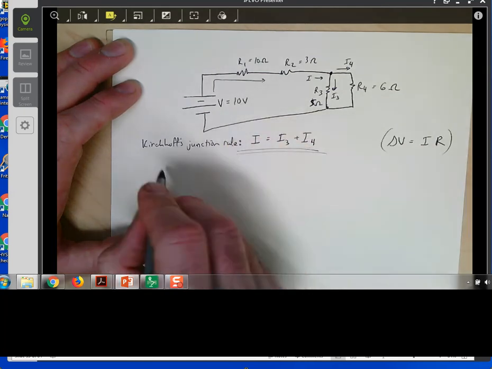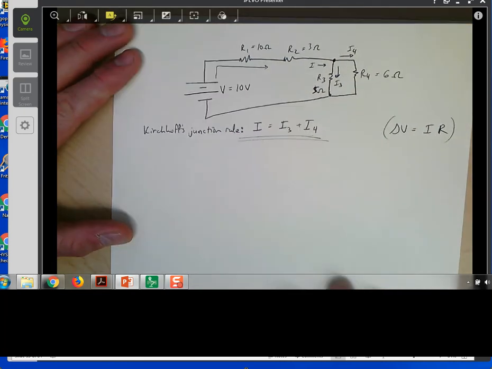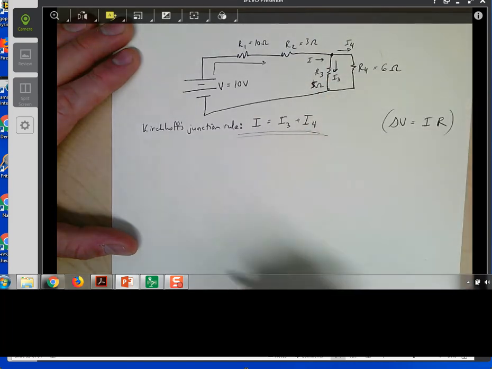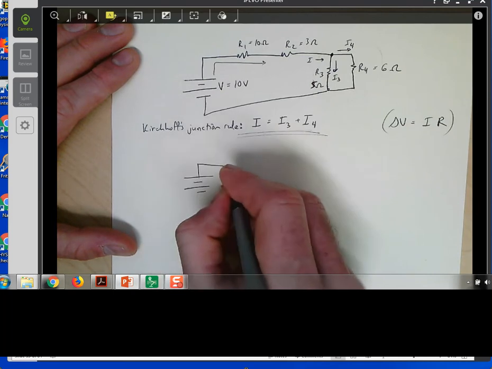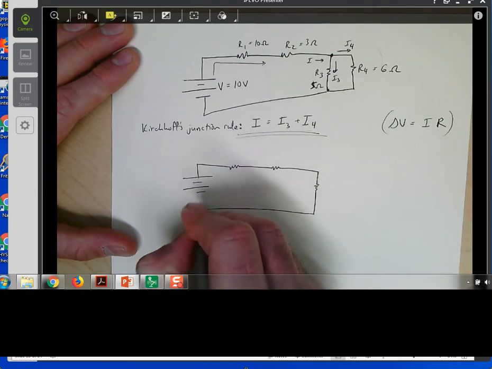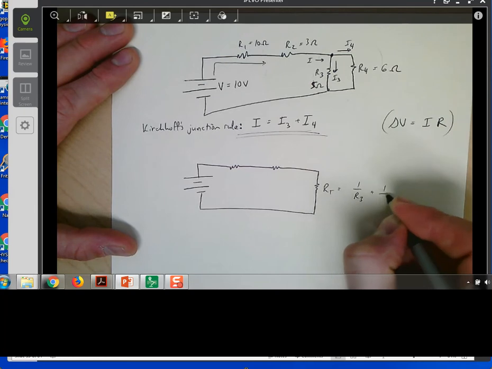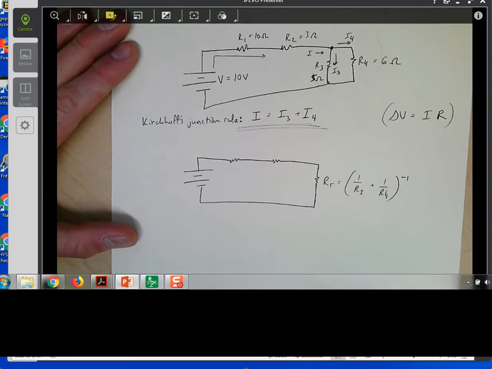Okay. So the next thing that I'm going to do in the effort of figuring out what the current through R3 is, is reduce this network of resistors into a single resistor. So you can see here that R3 and R4 are resistors in parallel with each other, which means that this circuit is equivalent to R1, R2, and this R total here. This R total is going to be equal to 1 over R3 plus 1 over R4, inverse. That's the way that we sum up resistors that are in parallel.